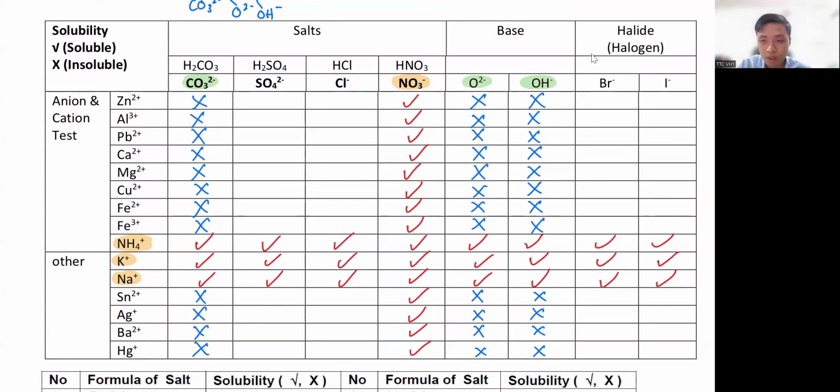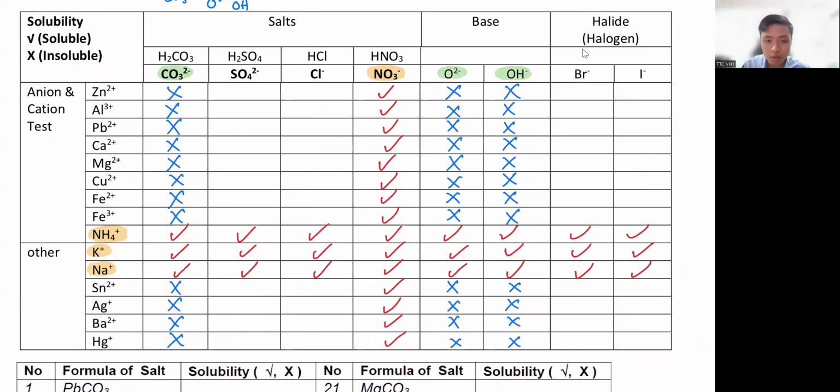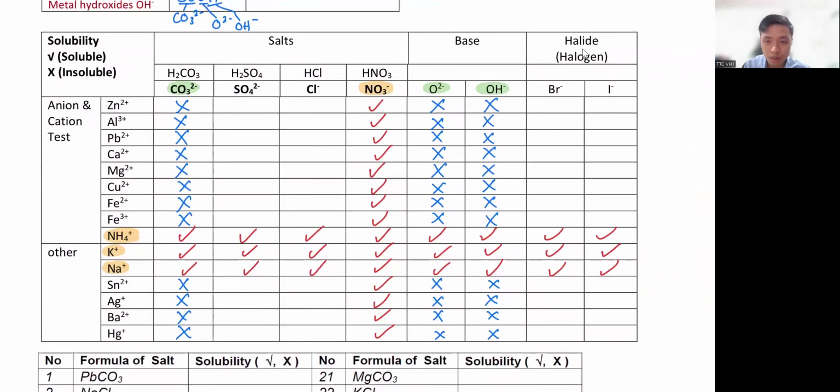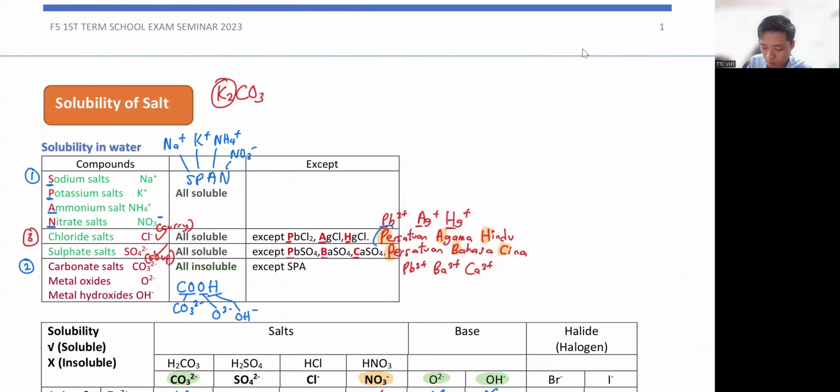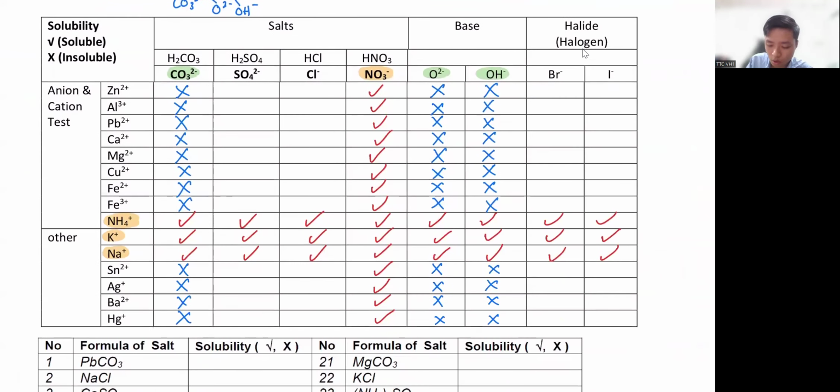After that, the last rule is Cl negative. Cl negative is also all soluble, except three: Pb2 plus, Ag plus, and Hg plus. When they meet, it's all insoluble. So you take this, yes, insoluble.